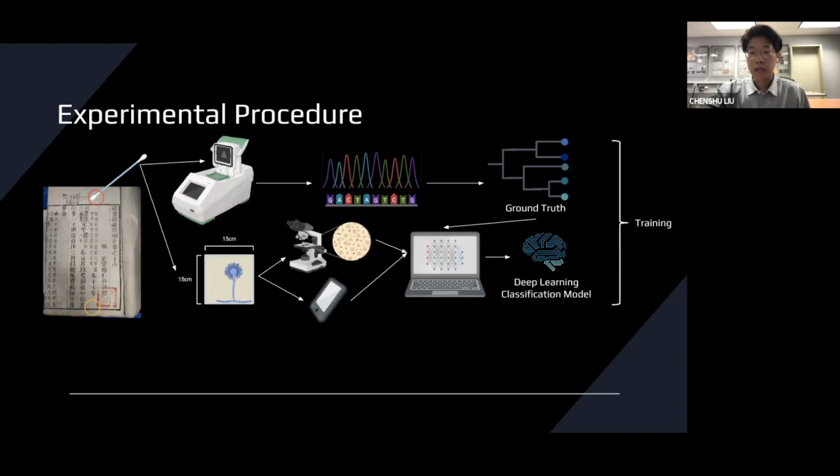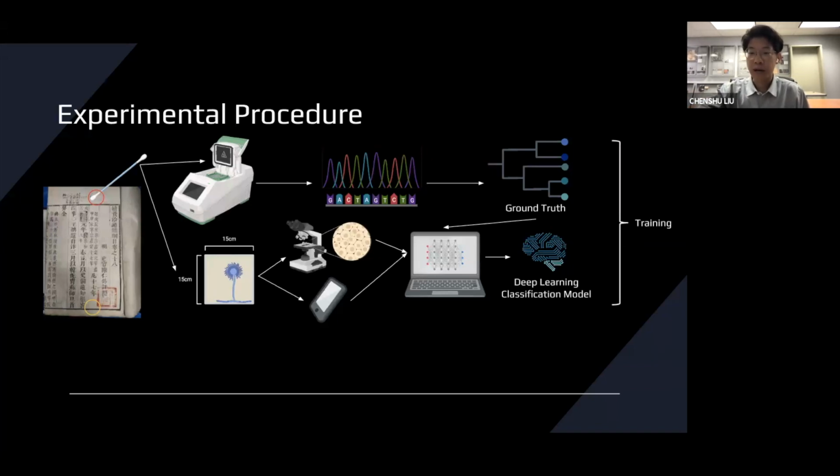So those images, together with the ground truths we've determined through the sequencing techniques, will be fed into a deep learning algorithm in order for it to train itself. And then we'll end up with a deep learning classification model ready to use to perform this type of microorganism classification task. And that is the training process.